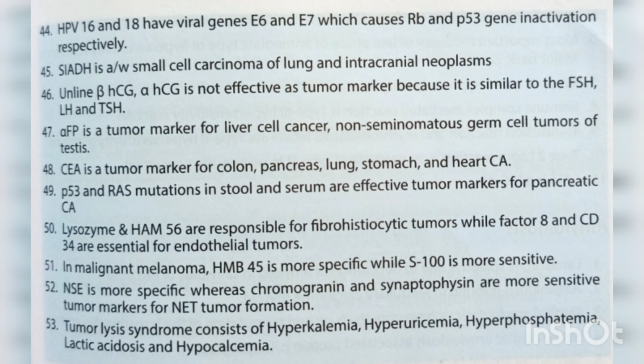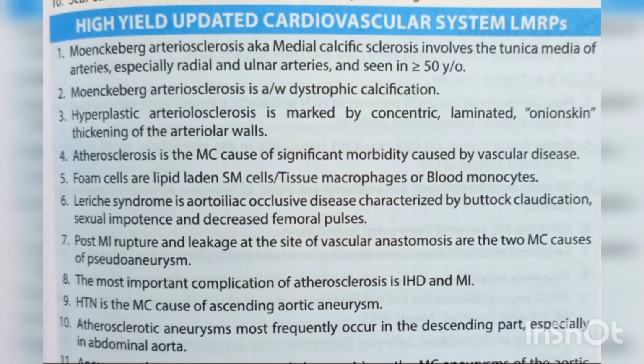In malignant melanoma, HMB45 is more specific while S100 is more sensitive. NSE is more specific, whereas chromogranin and synaptophysin are more sensitive tumor markers for NET tumors. Tumor lysis syndrome consists of hyperkalemia, hyperuricemia, hyperphosphatemia, lactic acidosis, and hypocalcemia.